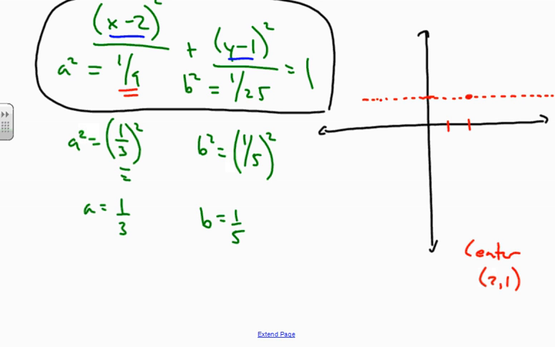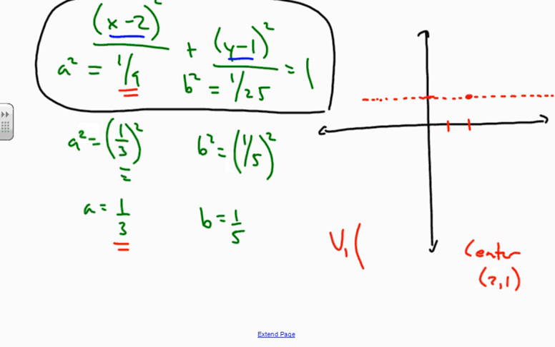And now we're going to find our next values. Well, we can find our vertices. Our vertices are going to be 1/3 units away from our center. So it's going to be a very small ellipse. I probably should have blown this up a lot more, but I didn't. Well, that's okay.